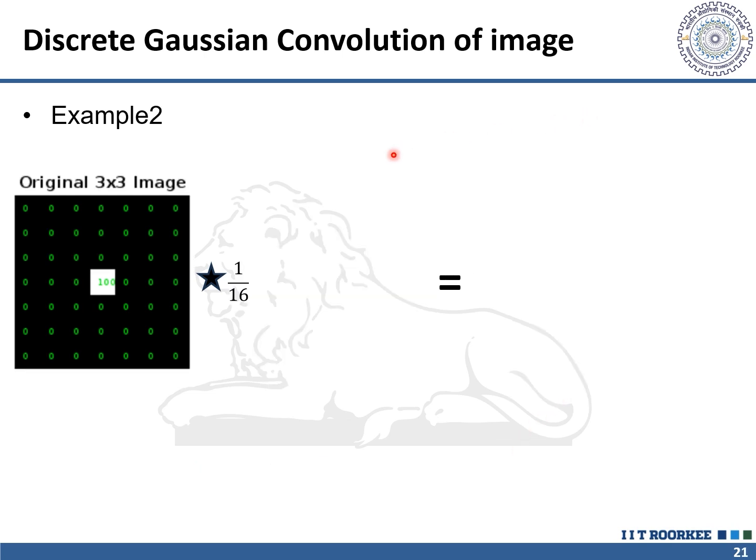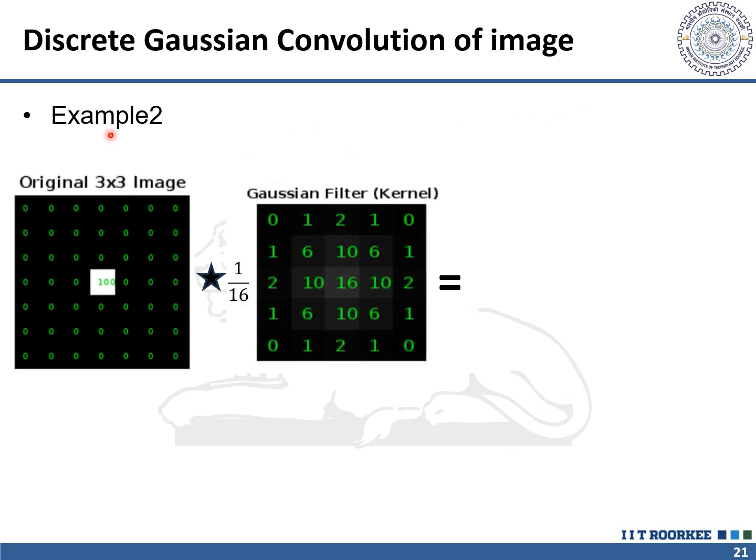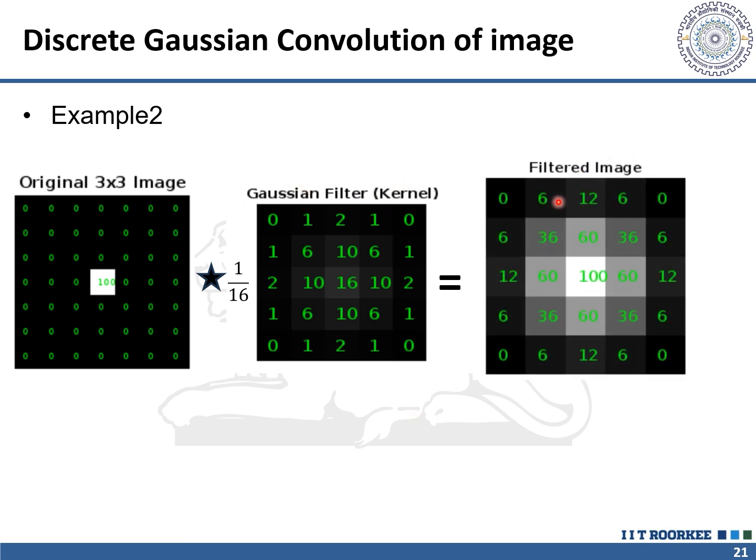Now let us take example 2. Here we have this original image, a misprinted one of 7 cross 7 dimension, and we are applying a Gaussian filter of 5 cross 5 dimension, and we are getting a filtered image like this. For getting the central value, always note that the central value will always be the maximum. Why is it maximum? Because the Gaussian peak is highest, at its maxima, at the center value.